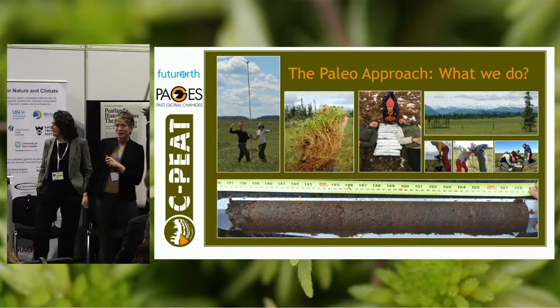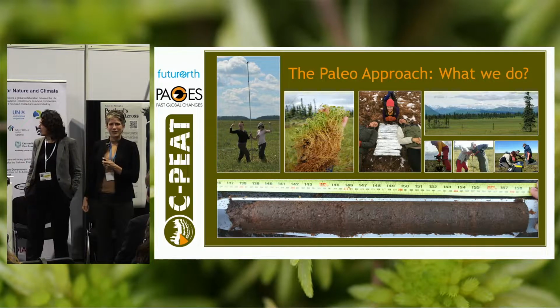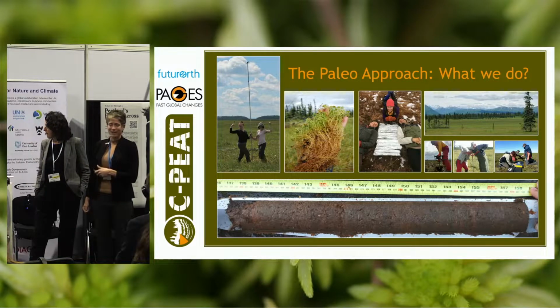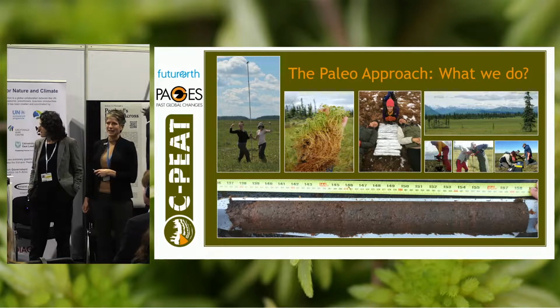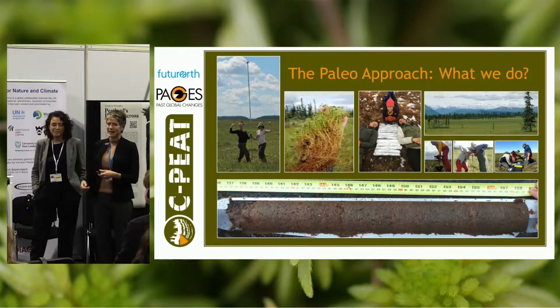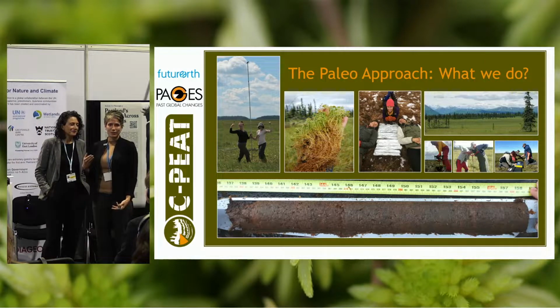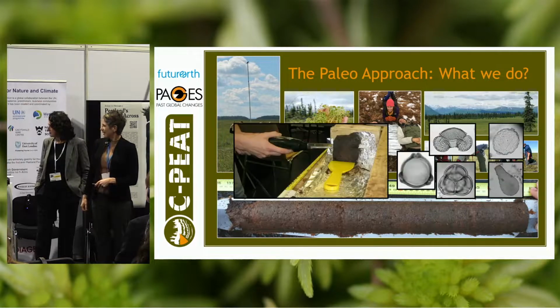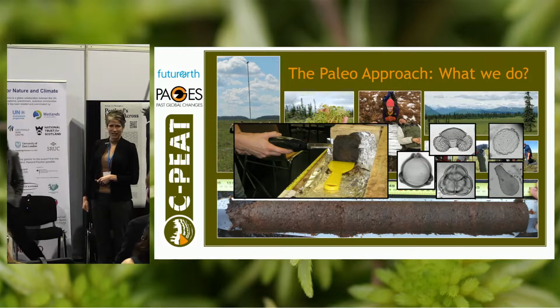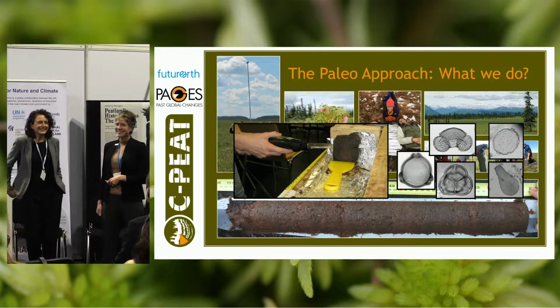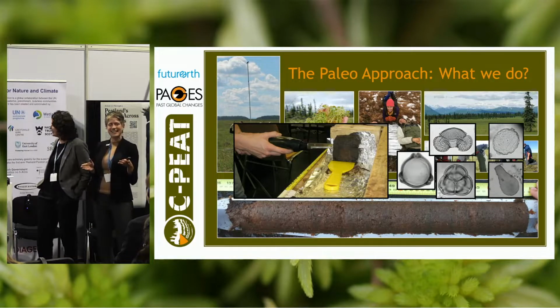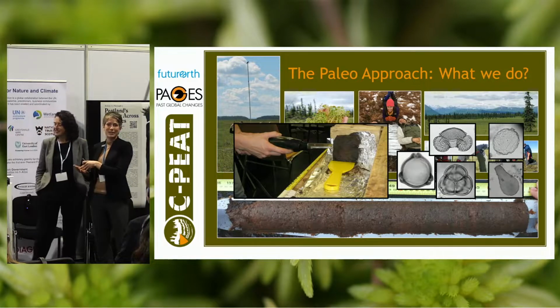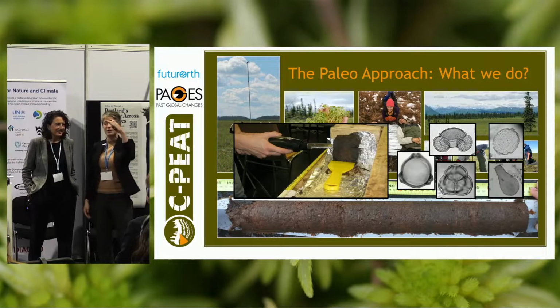And the Paleo Approach here, what is it? Well, essentially, we go around the world. We have sites, as you could see, from all over the place. And we bring coring devices, and we sample the stratigraphy of peat cores. This is what it looks like when we are in the field. And then we use very fancy equipment, such as kitchen knives, to cut the slices of peat and essentially tell the history of the peat from the bottom layers all the way up to the present.